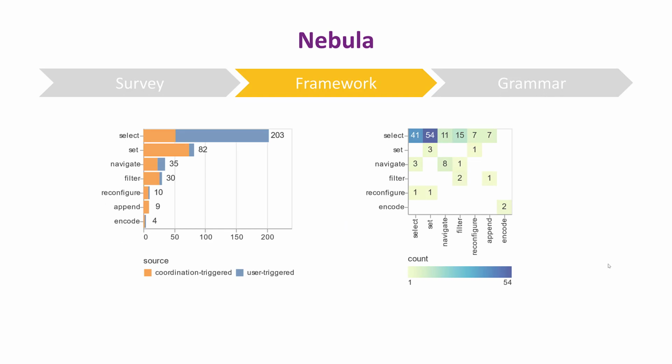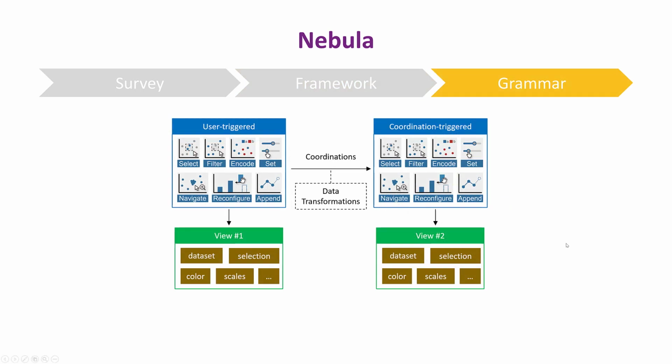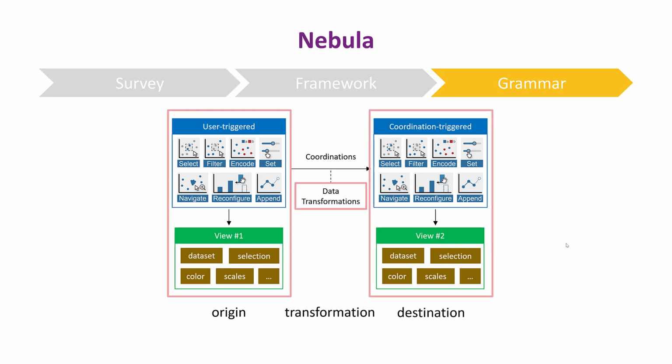Based on our survey, we found that select is the most commonly used user-triggered interaction, while set is dominant in coordination-triggered interaction. In addition, select to select and select to set are the top 2 popular interaction compositions. Other interactions and interaction compositions also have their specific scenarios. Grounded in the framework, we propose Nebula, a grammar to coordinate visualizations in a three-tuple: origin, destination, and data transformation.